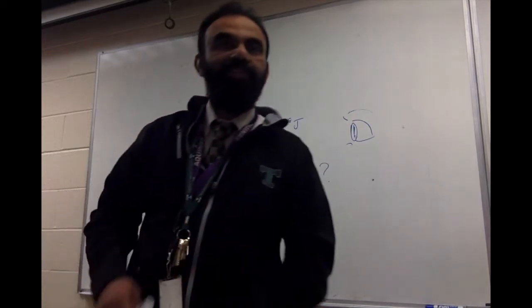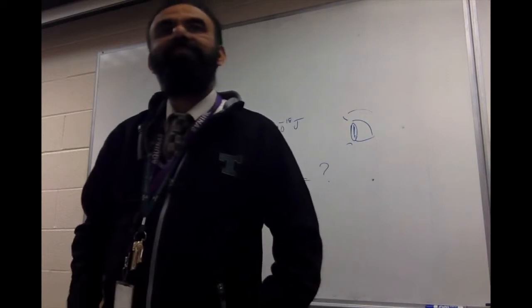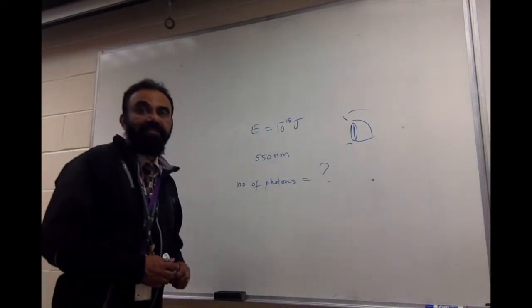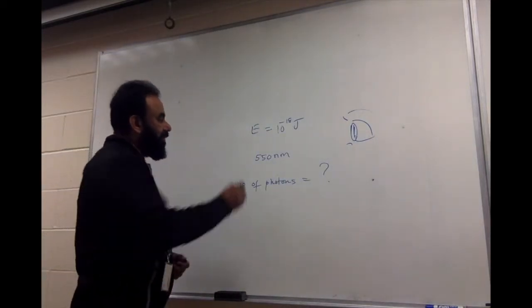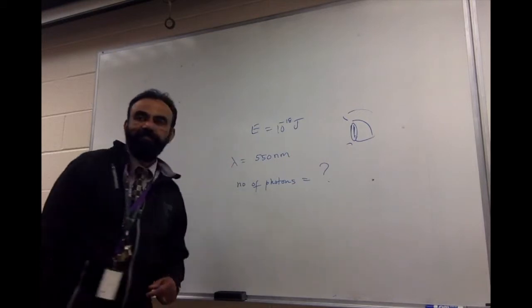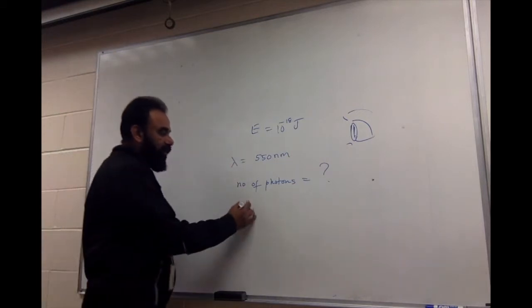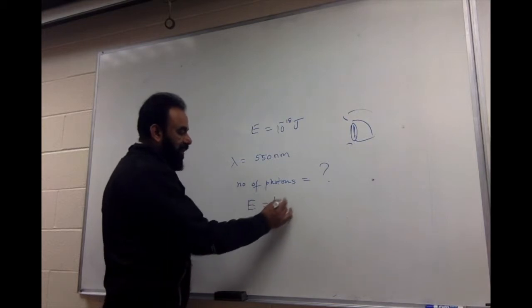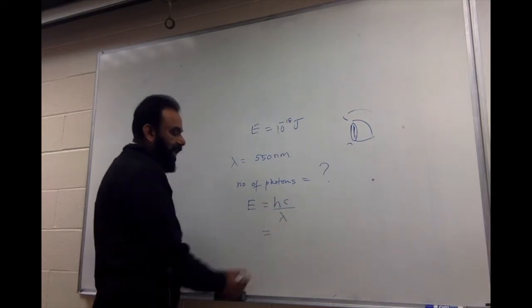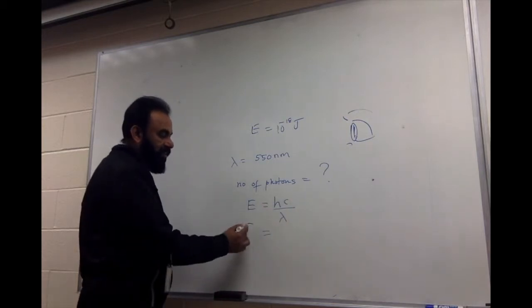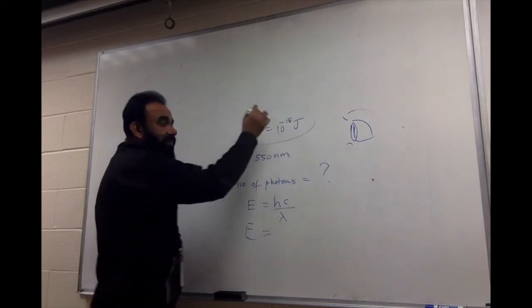Go ahead, do the calculations now. What should we use as c? Speed of light, 3 × 10^8. So that's your lambda. The first thing you have to do is find the energy of the photon, which is hc over lambda.